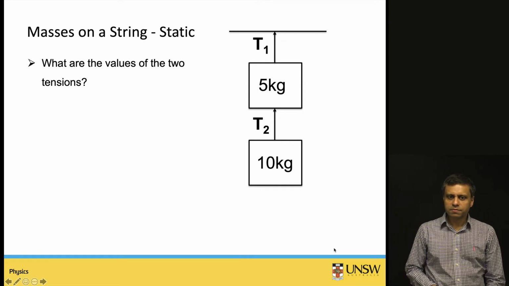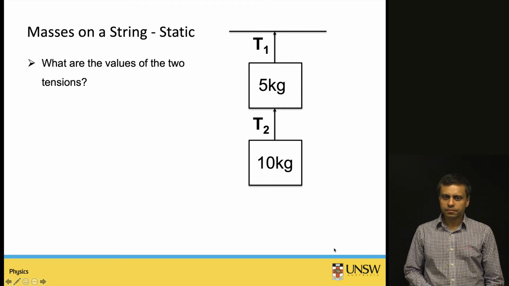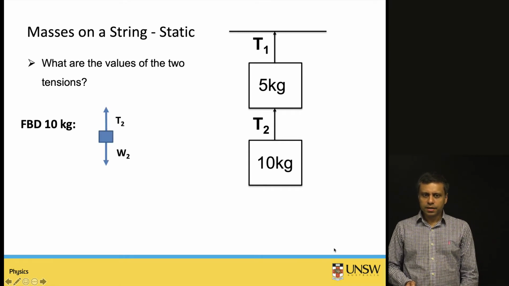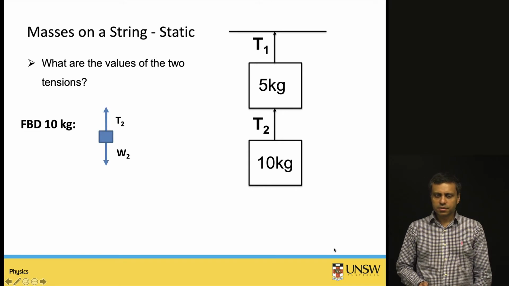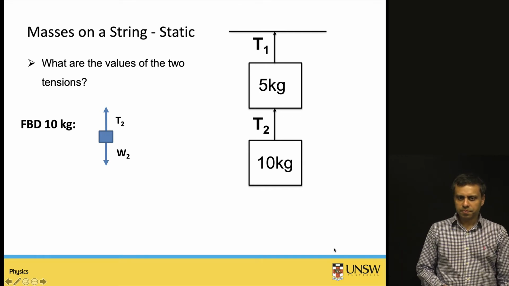So the first block is 5 kg and the last block is 10 kg. There are two tension forces acting on it, T1 and T2, because these are different segments of the rope. So we are asked to find out the values of the two tensions, T1 and T2. Now let us work on each body at a time.